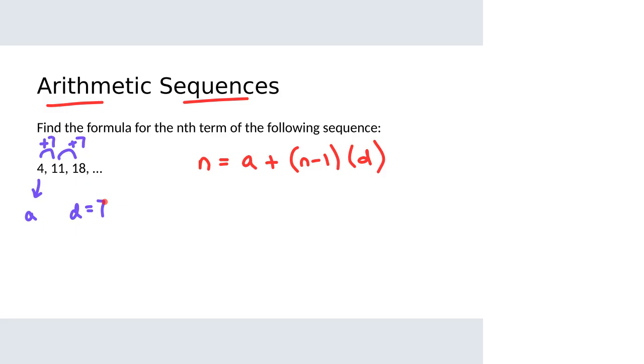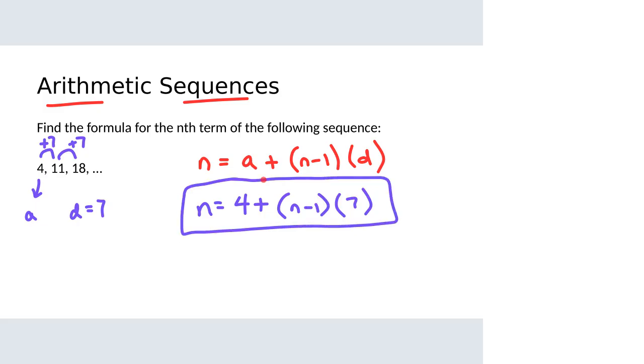Careful, Joanne, you don't have a plus sign in there. And I'll talk about that in just a minute. So our nth term here is going to be A, our first number, plus n minus 1 times D, our common difference. So here's the formula for the nth term.